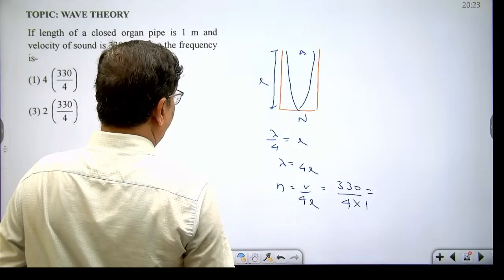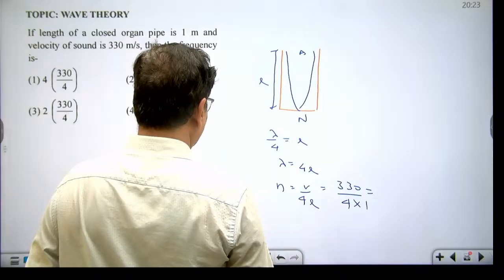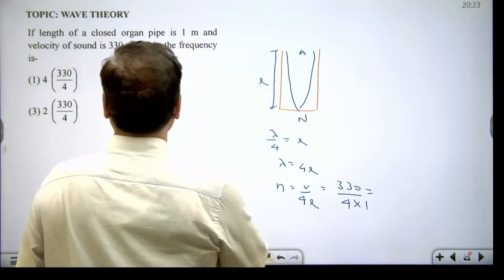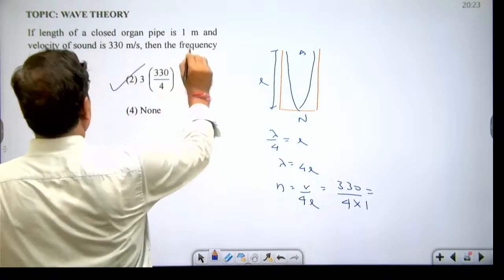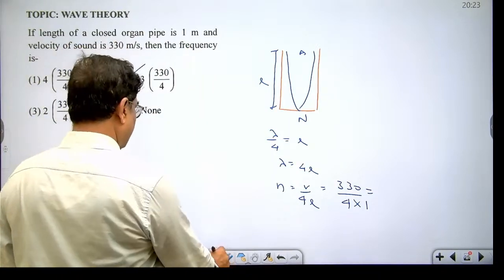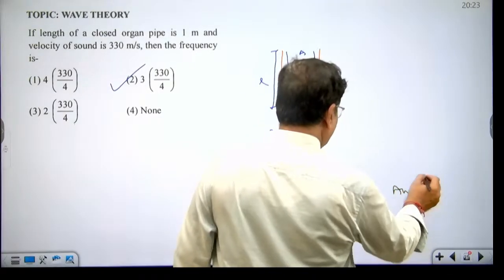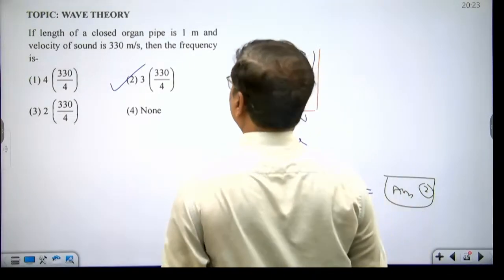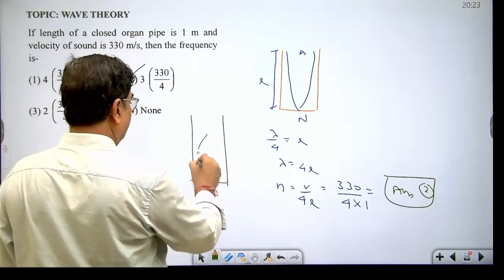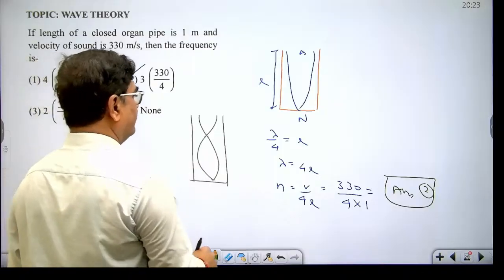Now in a closed organ pipe, only odd harmonics are produced. So 330 upon 4, 3 into 330 upon 4. This can be the answer. Okay, this is first order tone. So out of 4 choices, the correct choice is option 2. In case of first order tone, this will be the diagram.